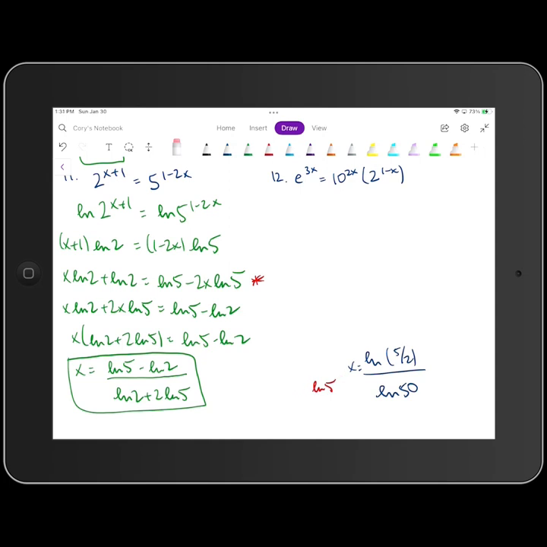Okay, I'm going to have you guys give number 12 a try. Number 12 is similar to number 11, I just made things a little bit more complicated. So you have e raised to the 3x power equal to 10 raised to the 2x power times 2 raised to the 1 minus x power. We're going to use the same approach that we did in the previous example. We're going to take the natural log of both sides.